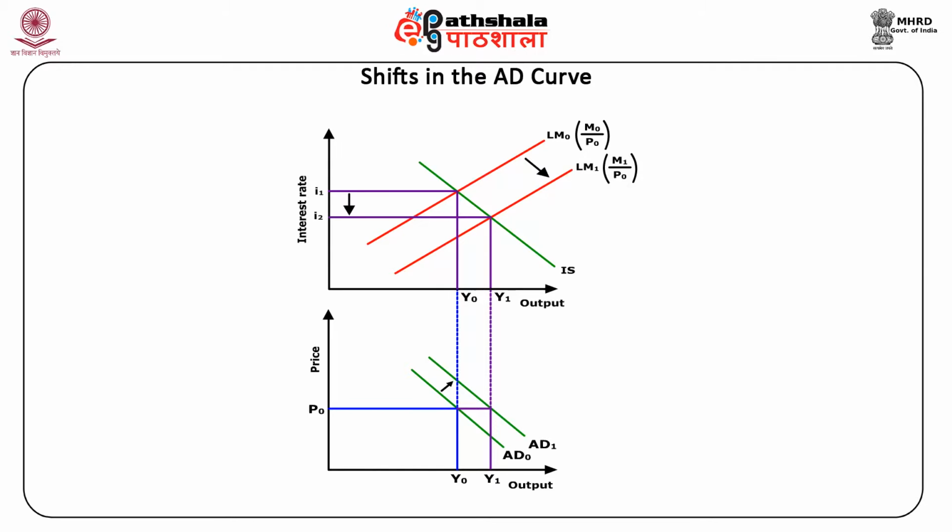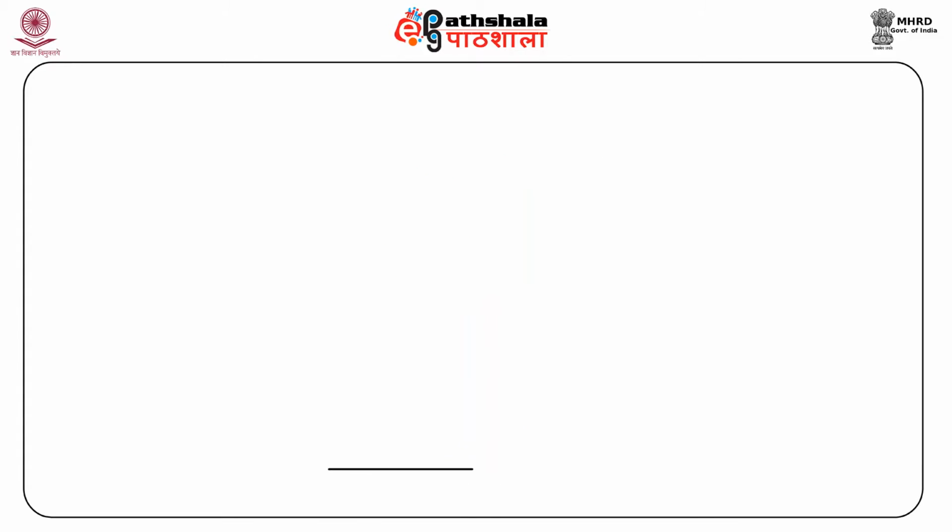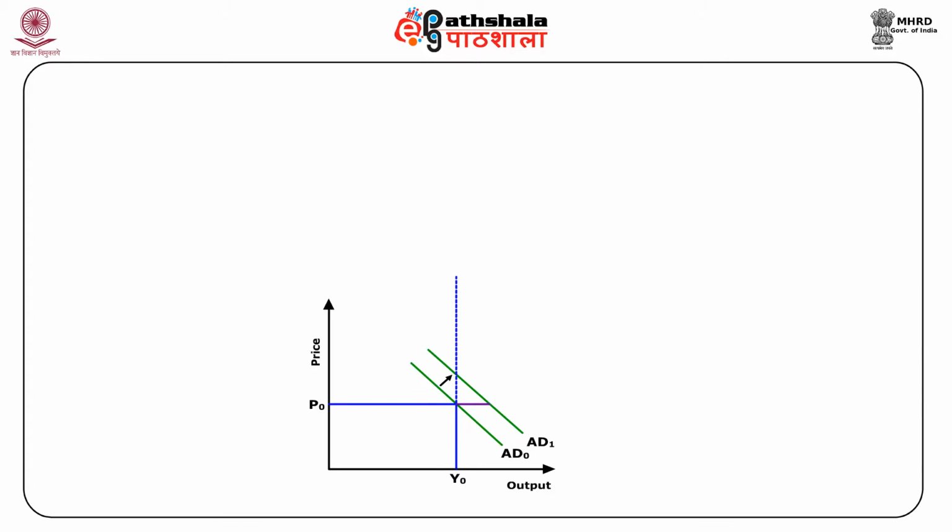So what does this mean for the position of the AD curve? Look at the lower panel of the diagram. After the increase in nominal money supply, the level of output associated with price level P0 is no longer Y0. The AD curve would also shift outwards to the right in response to a fiscal expansion.